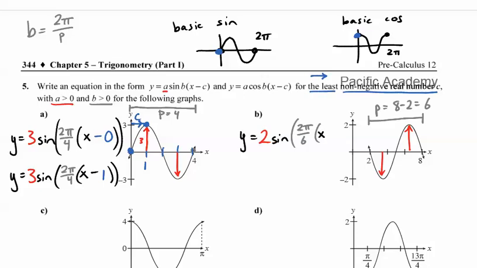Now the c value is how far the beginning point has moved away from the y-axis. Sine is supposed to begin on the middle line going up. So I see that point right here on the middle line heading upwards. So however far that point has moved away from the y-axis, that's my c value. In this case, 2, 3, 4, 5. So x minus 5.